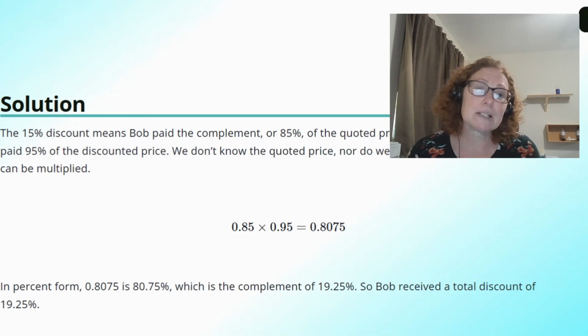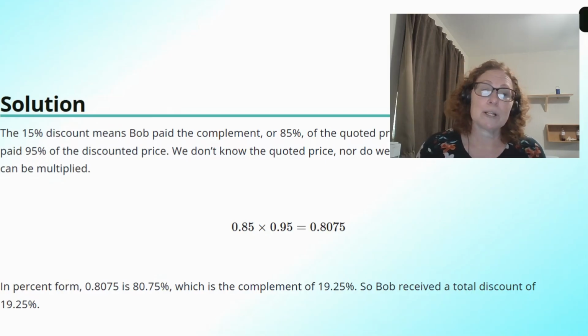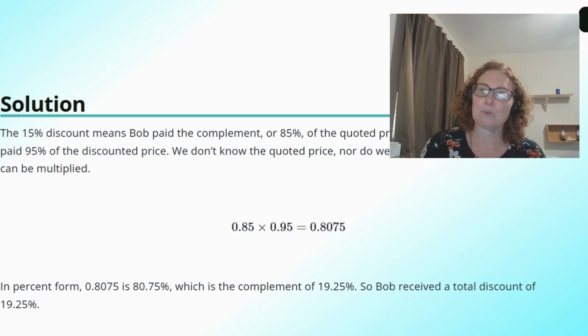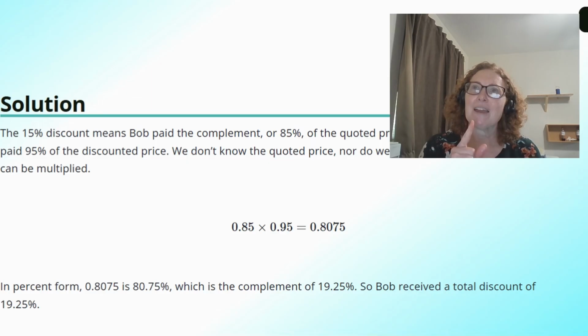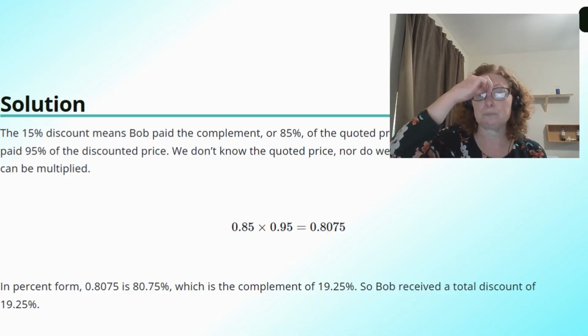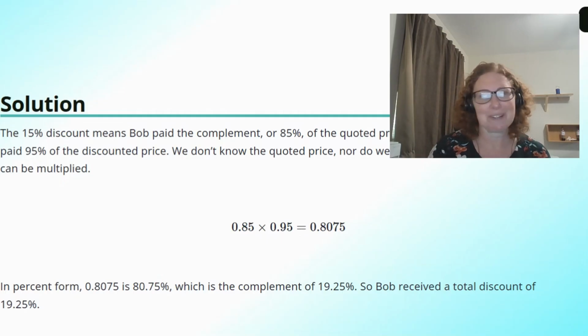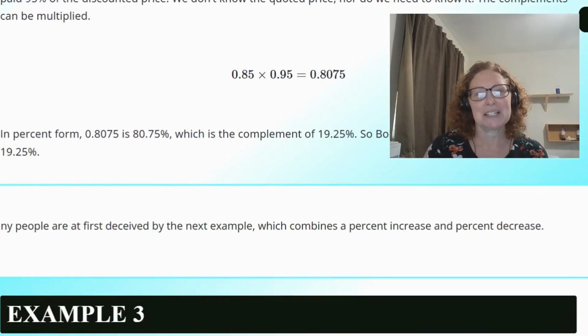And we get 0.8075, which is 80.75%. The complement of that is 19.25. So he got a total discount of 19.25. So here it's a little different because before, even though he got two 10% increases and we thought it was going to be 20, it ended up being like 21. And in this case, he had a 15 plus a 5, which looks like it would be 20, but he didn't. He got a 19.25.